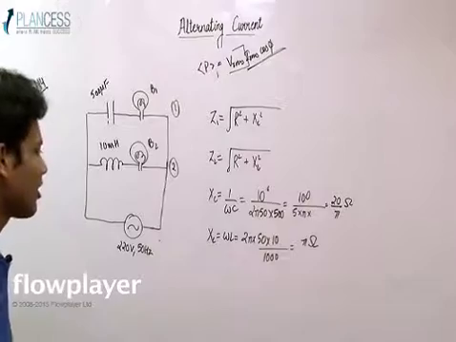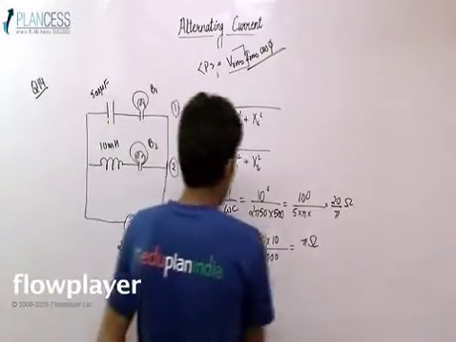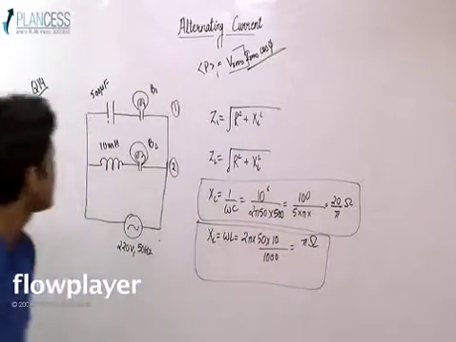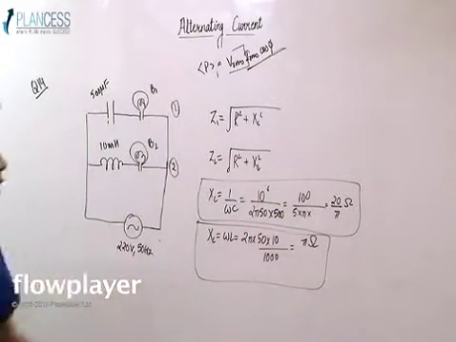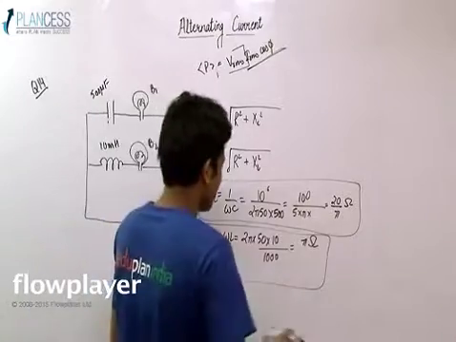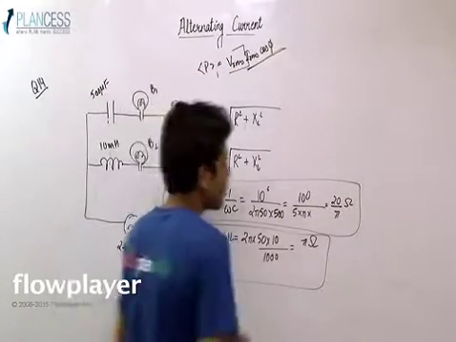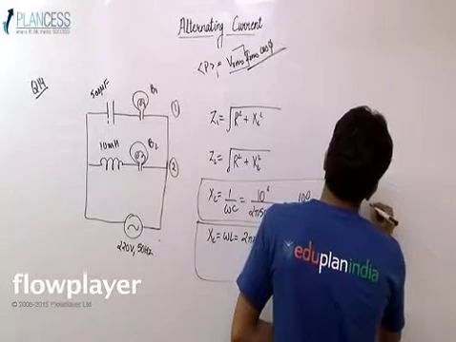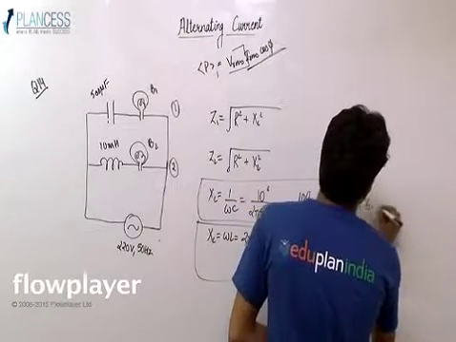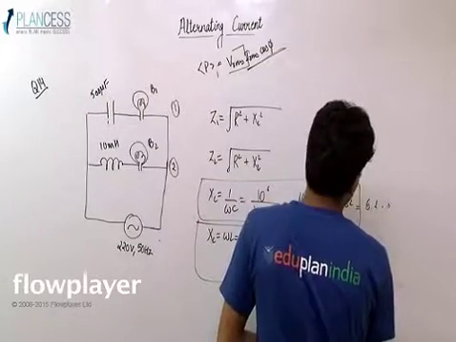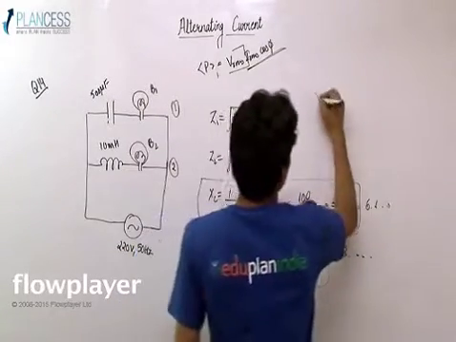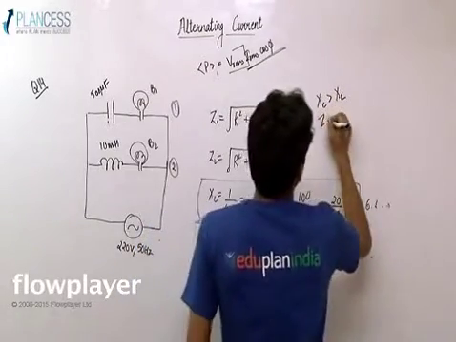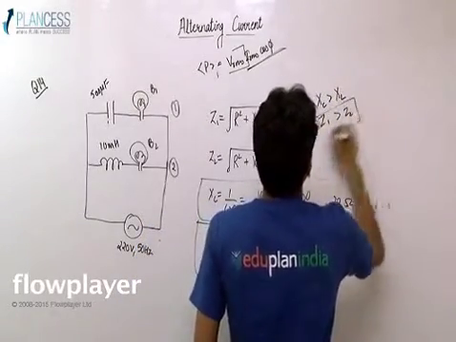Seems to be pretty bad data, but okay, whatever. So this comes out to be pi ohm, and this comes out to be 20 by pi. That would be nearly 6 point something, and this is 3 point something. So if we compare, we can say that XC is greater than XL. That means Z1 is greater than Z2.